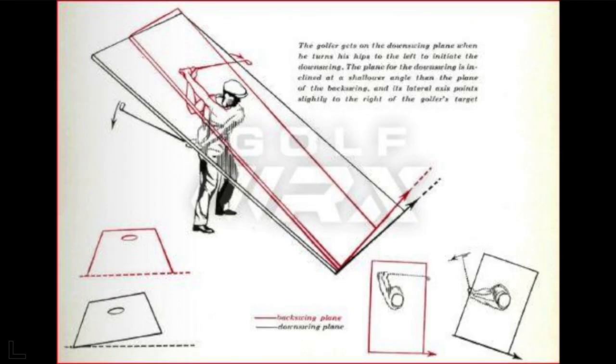Mr. Hogan states, the golfer gets on the downswing plane when he turns his hips to the left to initiate the downswing. The plane for the downswing is inclined at a shallower angle than the plane of the backswing, and its lateral axis points slightly to the right of the golfer's target. This is a massive, important thing that I don't think people talk about, because the backswing plane is not exactly the same as the downswing plane.